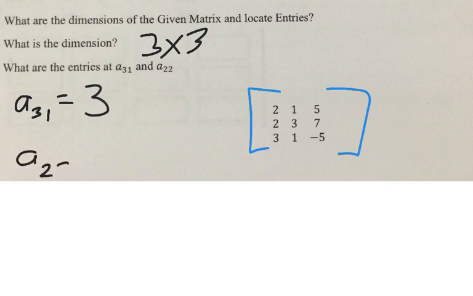And now what about in position A sub 2, 2? That means we're going second row, second column. There's a 3 there as well.